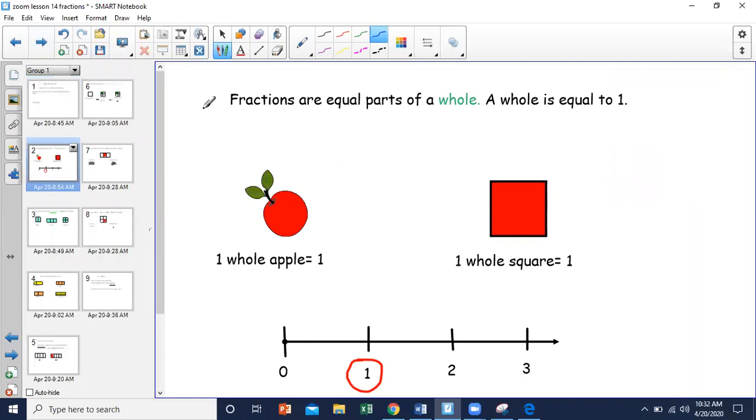Fractions are equal parts of a whole, and a whole is equal to 1. So scholars, when you hear the word whole, you can think of one whole apple, which is equal to 1 because it is one apple. Or you can think of one whole square, which is equal to 1. And to further drive in the point of a whole equaling 1, this is where we are on the number line. One whole.